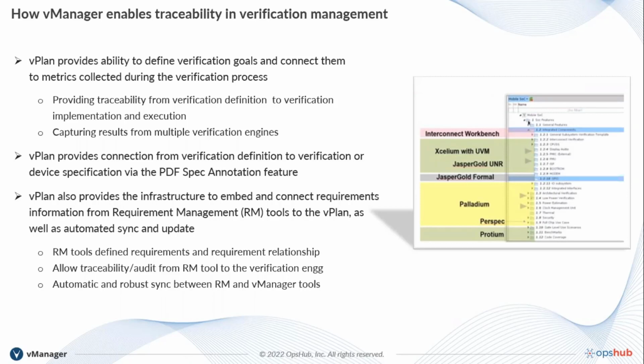As I said, we have the tool vManager, and part of vManager we have a capability called Vplan. Vplan stands for verification plan, and it provides you the ability to define your verification goals and connect them to the metrics that you collect while you're doing your verification process. So the Vplan itself provides you traceability from the verification definition to the verification implementation, all the way down to the execution results themselves. vManager also has the ability to capture results from multiple verification engines. If you can see here on the right-hand side, all the different engines that exist in Cadence: if it's simulation, Xcelium; if it's emulation, Palladium; if it's the formal tool, Jasper; or the prototyping, Protium. We have the ability to collect coverage from all those tools in one place and show them all together.